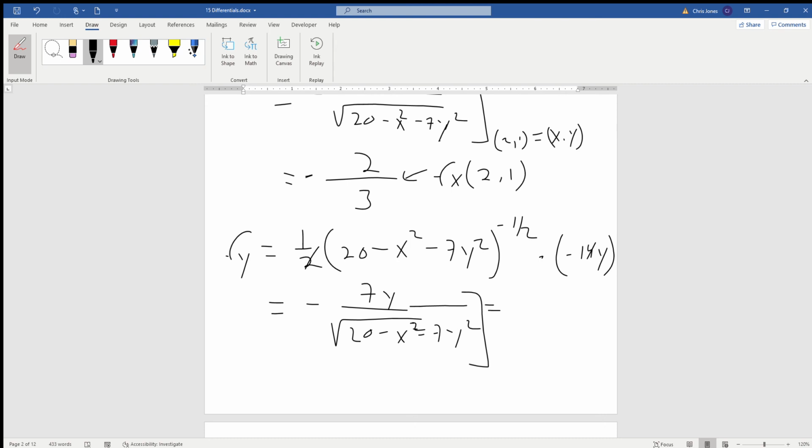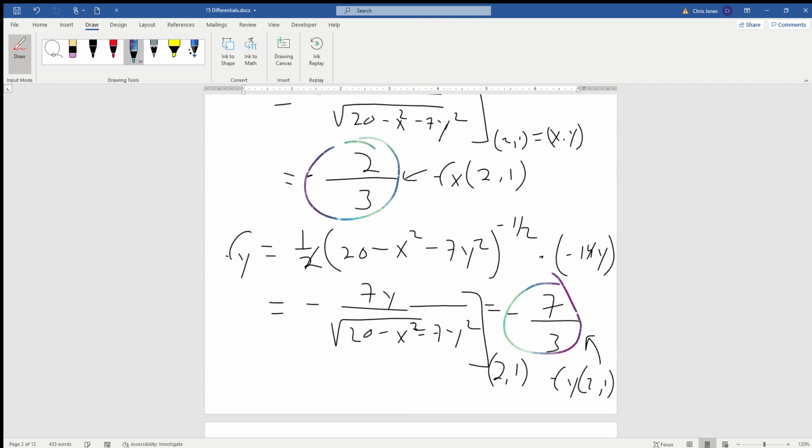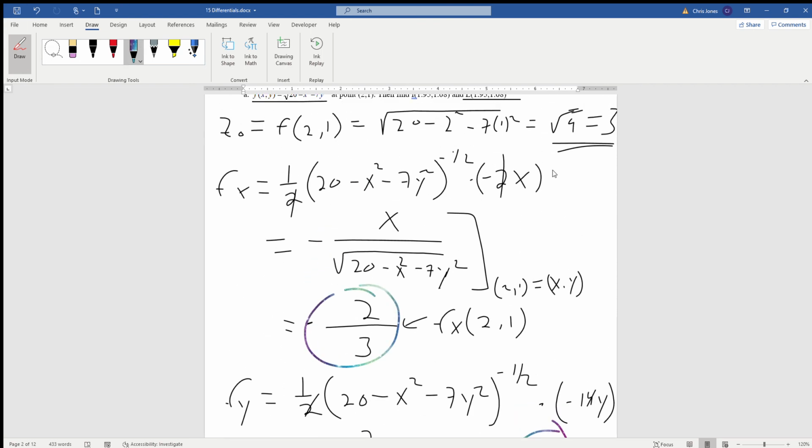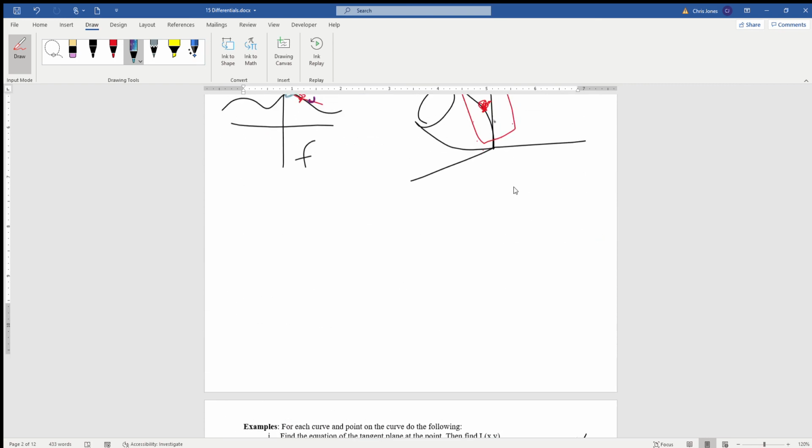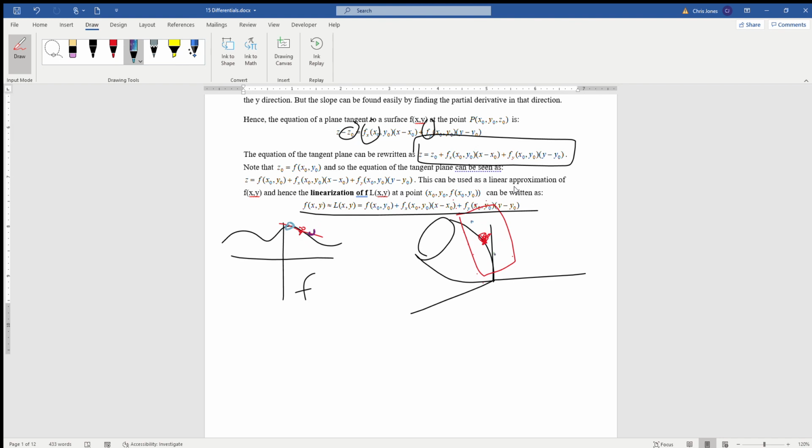If we substitute (2, 1) in there, we already know the bottom is going to be 3, and then the numerator is just going to be 7 times 1, which is going to give us negative 7/3. And again, that's going to be our slope in the y direction. So this is fy at (2, 1). And we have all the components that we need. All right, so we have the slope in the y direction, we have the slope in the x direction, and then we also have the intercept, or the value that we need, this z0, which is 3. We're going to substitute back into our equation, and remember our equation is all the way up here.